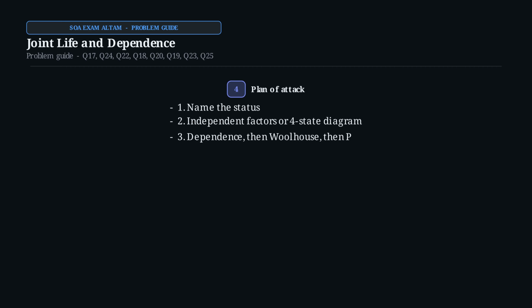Plan of attack. Name the status: joint life, last survivor, or first death insurance. If lives are independent, use standard factors and the usual identities. If they give a couple diagram, label the four states: both alive, only X, only Y, both dead, and write the occupancies. Add the dependence arrow they describe. Convert annual annuities to monthly with Woolhouse when the premium frequency changes. Equivalence last.